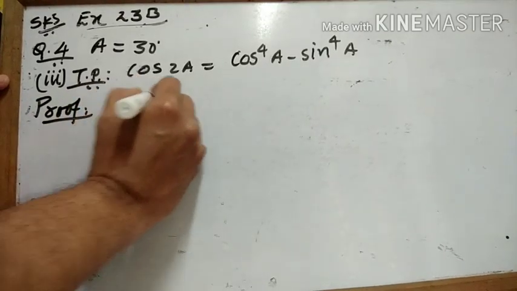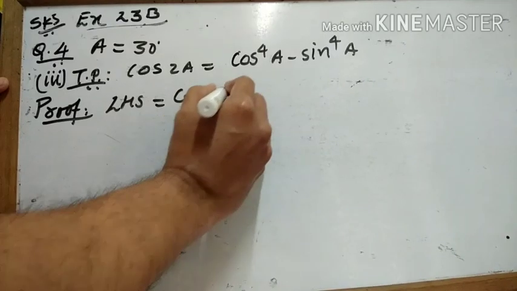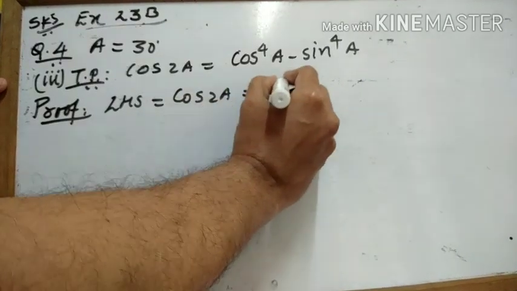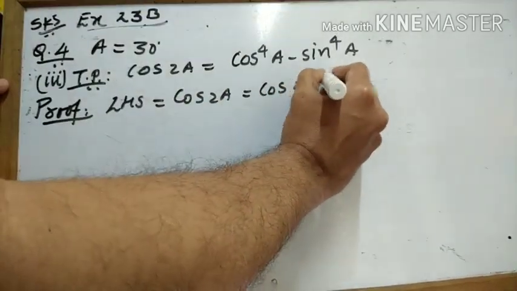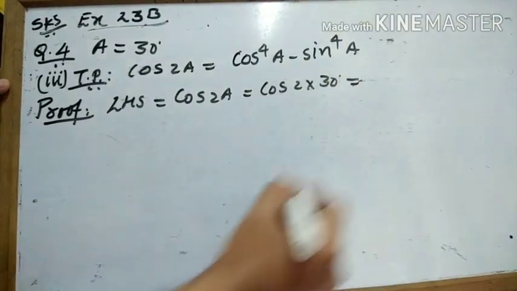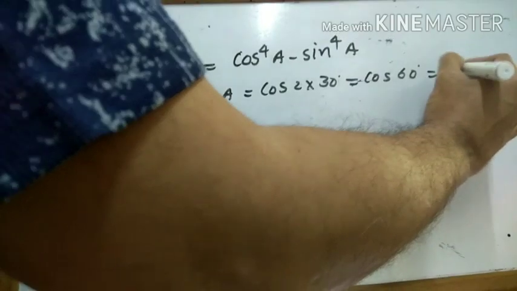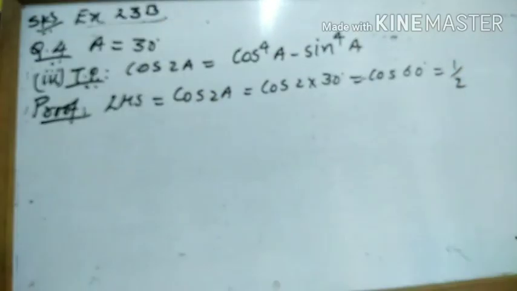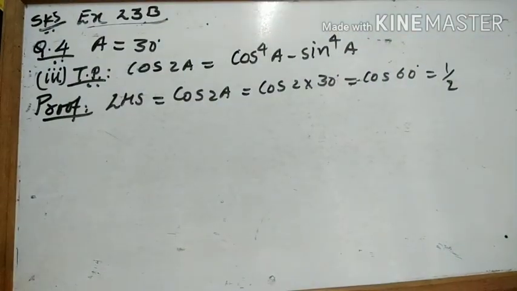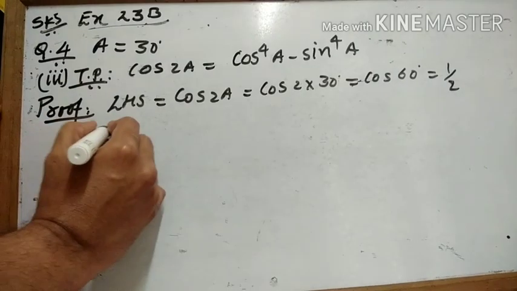I'll take LHS, I'll write down cos 2A, I'll substitute the value of A. Value of A is given to us as 30 degree. So this will be cos of 60 degree. And if you look at the tabular values, then cos of 60 is nothing else but 1 over 2. Let us see RHS.